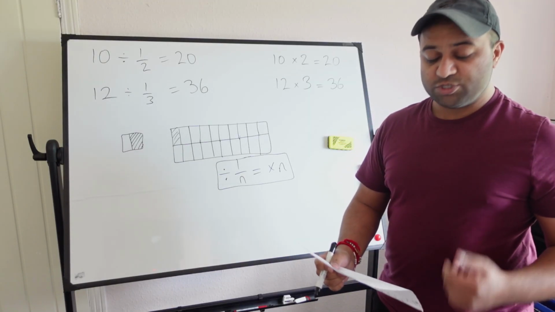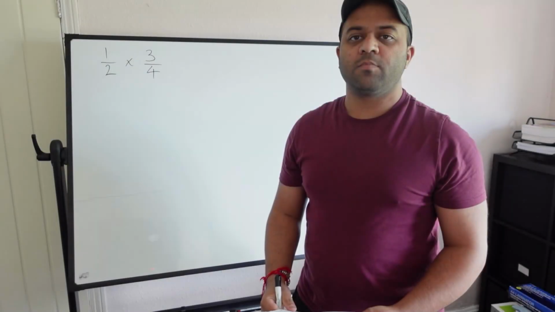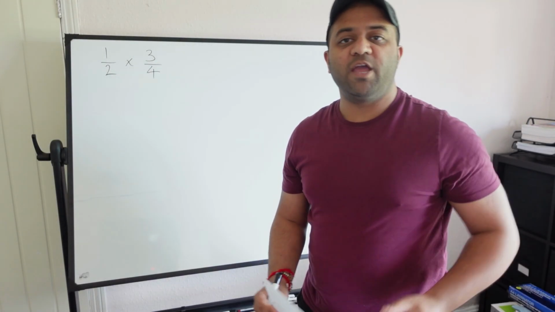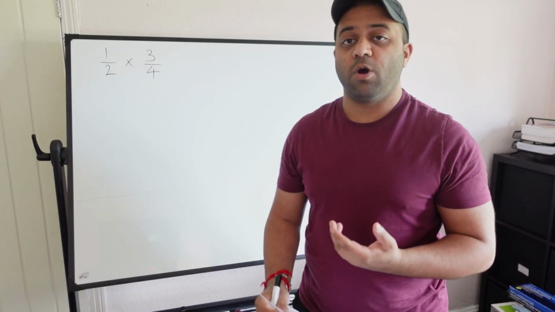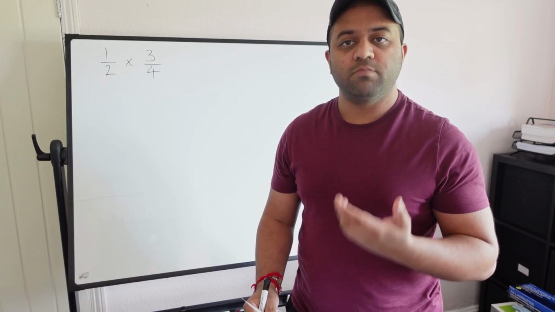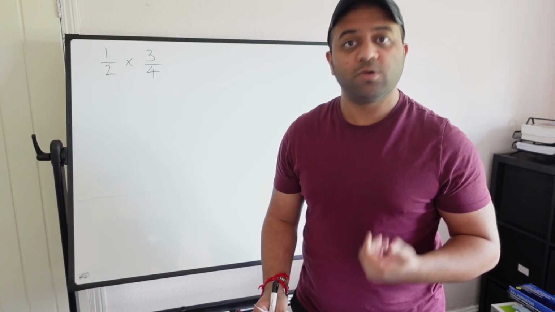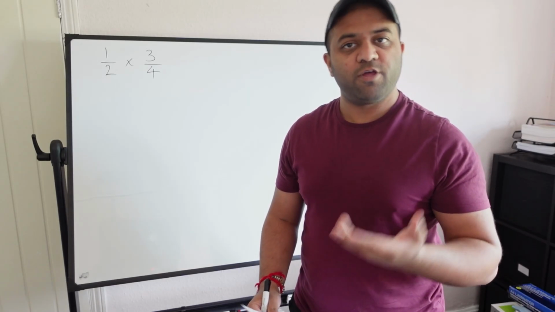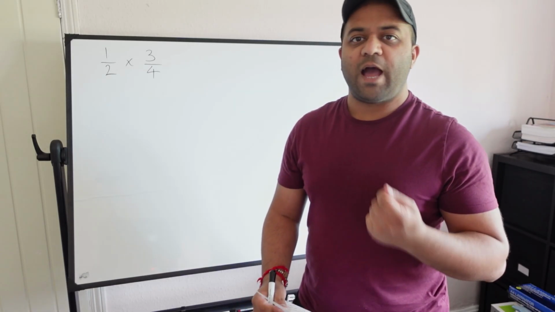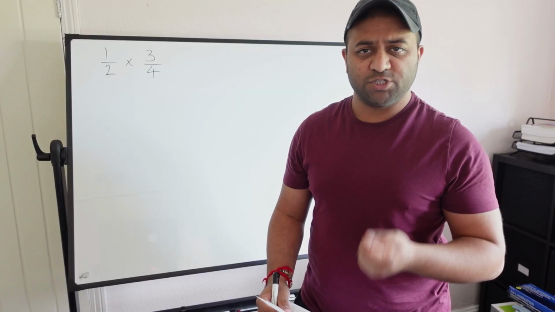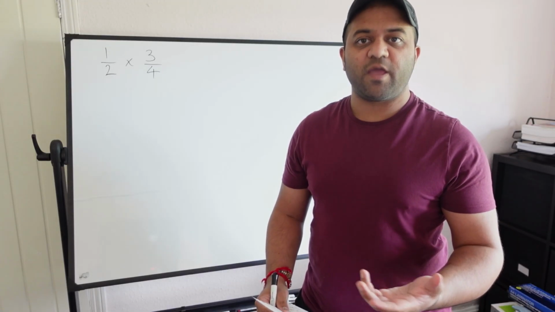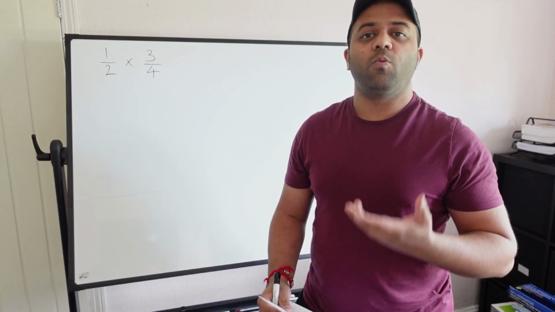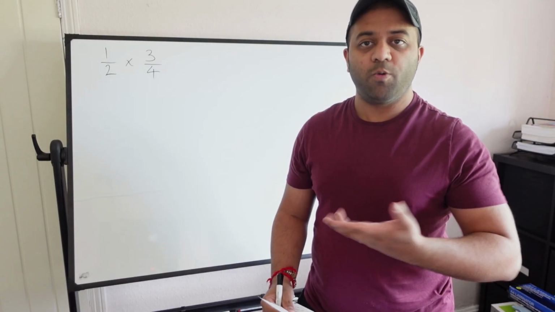Now let's move on to a harder example. Okay, what about if we try multiplying fractions together? In this example, we're going to try looking at 1/2 multiplied by 3/4, or you could say 1/2 of 3/4. How would we go about doing this multiplication? Well, let's visualize it and then we can understand why we're going to do what we do.